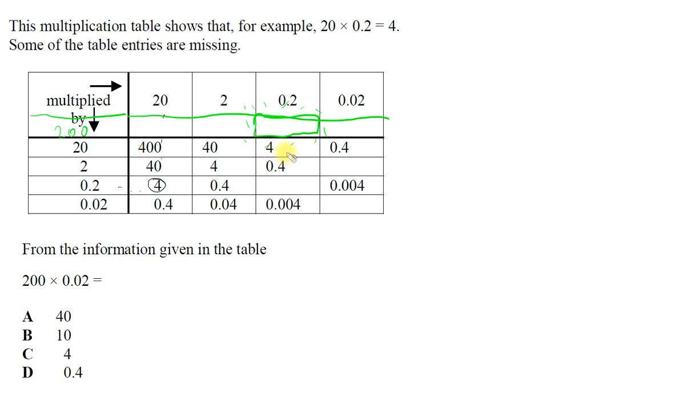Now, seeing as each is going up by a multiple of 10, it follows that in this box we should have something like 0.04. That would make sense as it follows on the pattern. Extrapolating this pattern further, times 10, times 10, times 10, and then we have to times by 10 again. So in this box, we should have 4 times 10, or 40. So 200 times 0.2 should be 40. Our answer here, A.